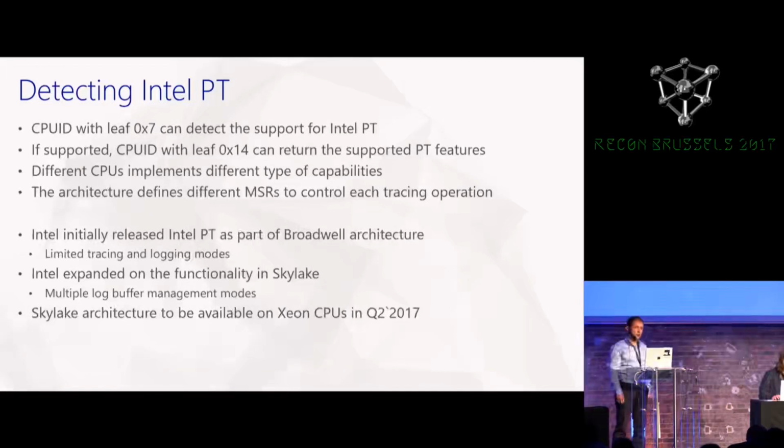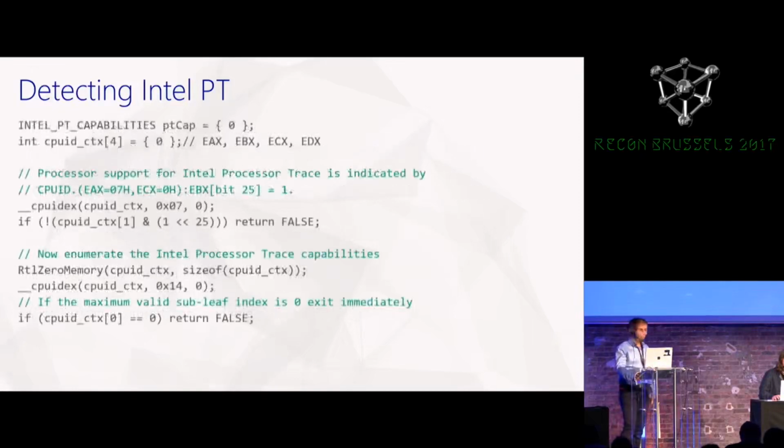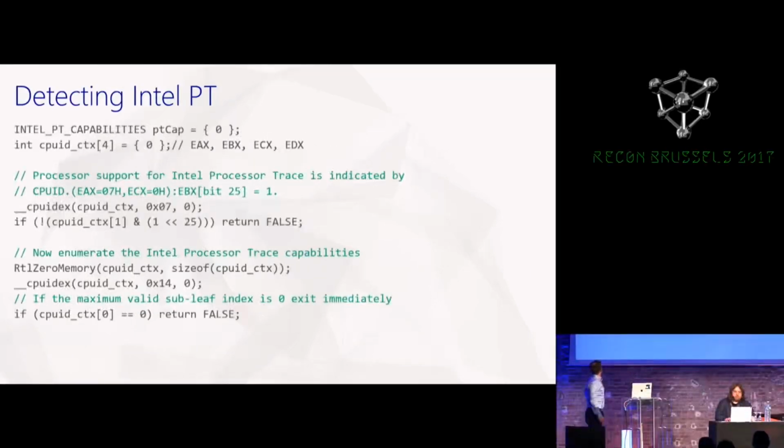Processor Trace was implemented for the first time in the Broadwell architecture, but it was limited. Now in Skylake there is full support, and you can trace whatever you would like. The Xeon CPUs will be released by Intel in the second quarter of 2017. They are quite done. Here in this slide I would like to show the code for detecting Processor Trace. As you can see, it's quite easy, and there's nothing special, only a pair of CPUID instructions.